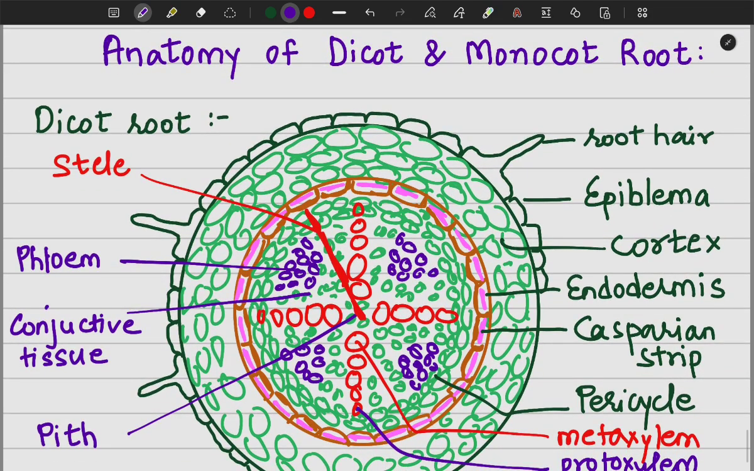In the next lecture, we will study about the anatomy of dicot and monocot stem.